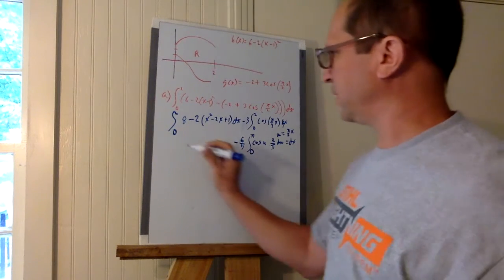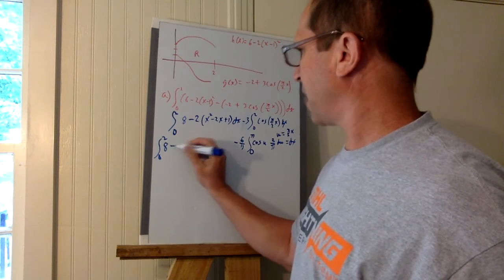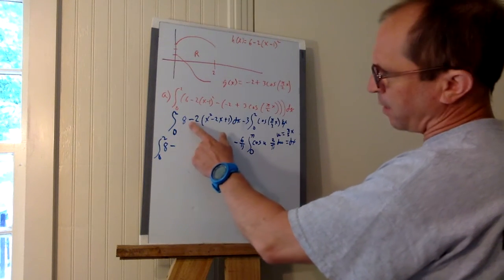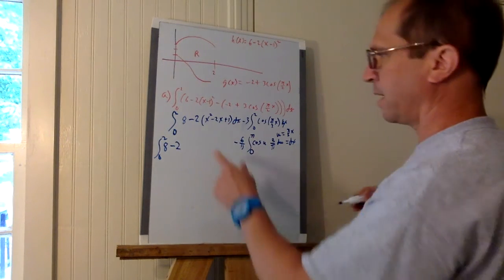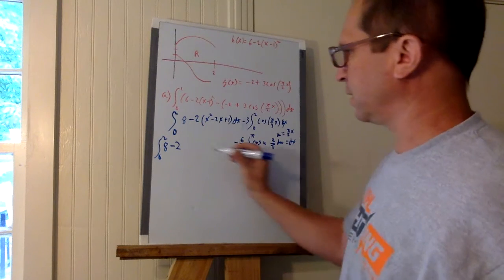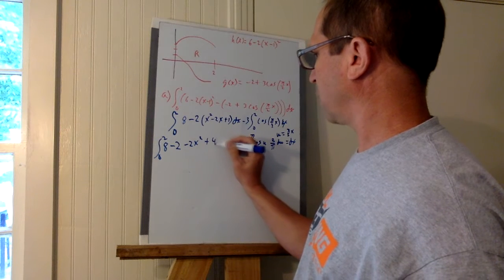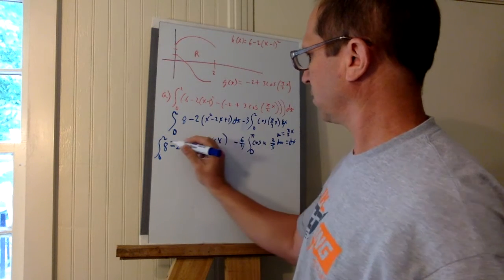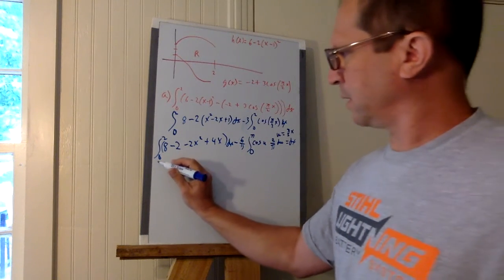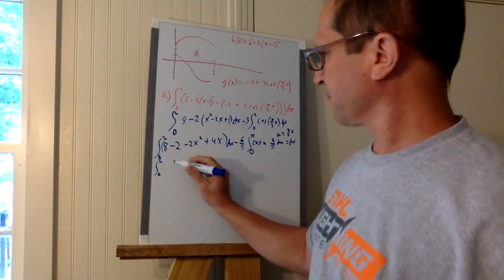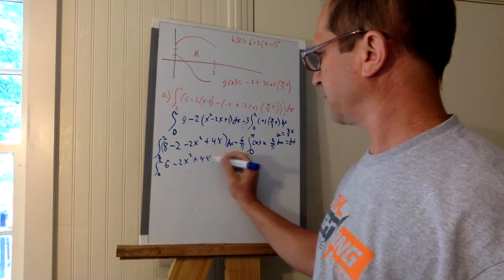Okay, now back over to this integral. We're going to go from 0 to 2 of 8 minus, okay. Go ahead and distribute the -2 with the 1, and that's going to be 2. Then -2 with x squared is -2x squared, and then we get plus 4x. So this becomes the integral from 0 to 2 of 6 minus 2x squared plus 4x.